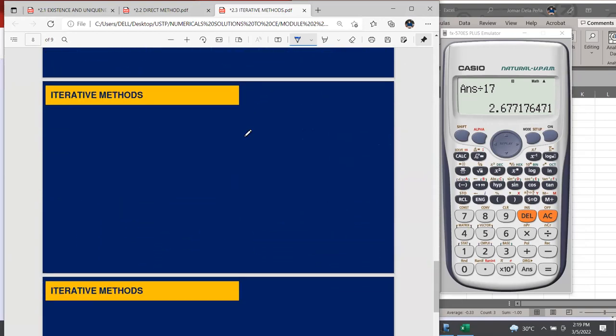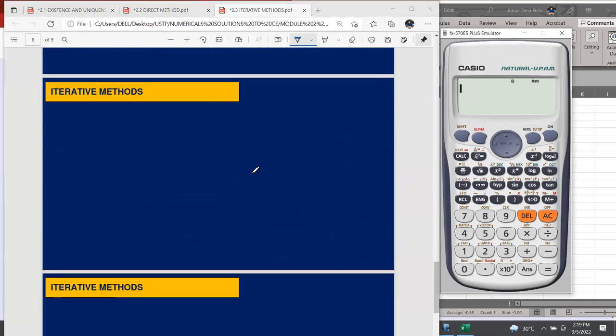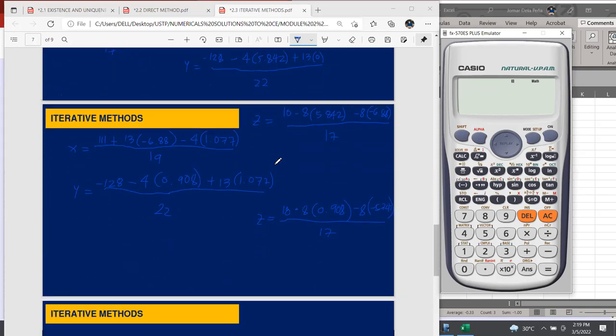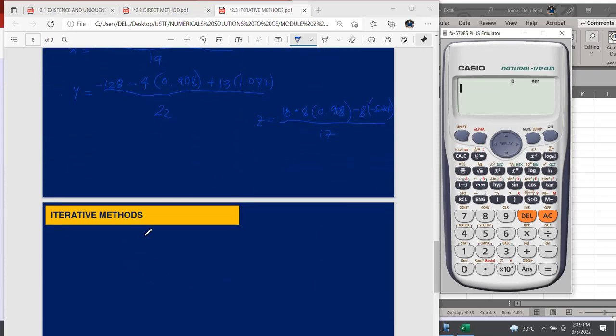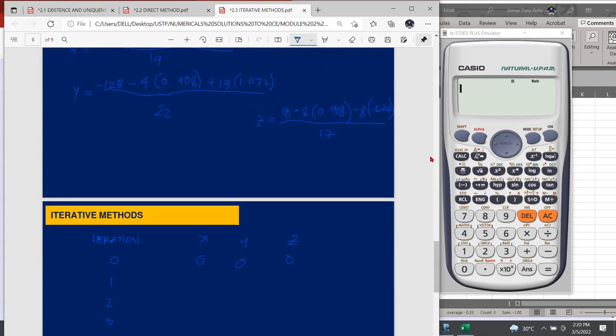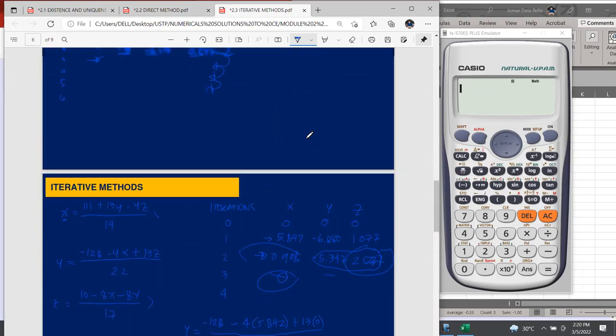But first, let's do the calculator. Actually, on the calculator, you can use Gauss-Seidel. Jacobi is not available here. So we have the iteration, and we calculate X, Y, and Z. We input 0, 0, 0, 0, 1, 2, 3, 4. Observe where the input goes.